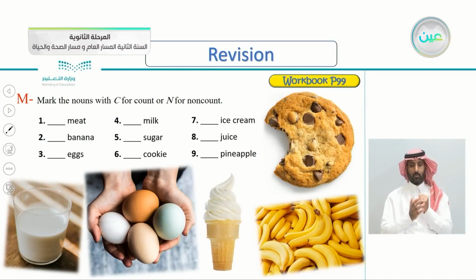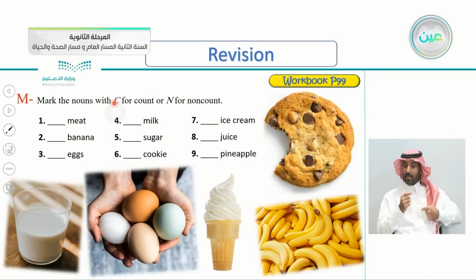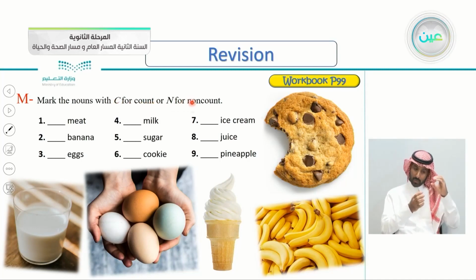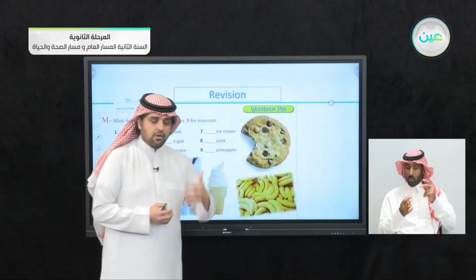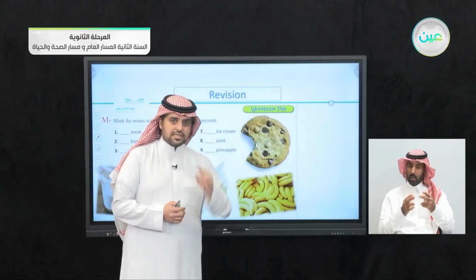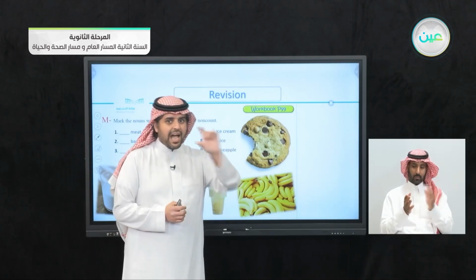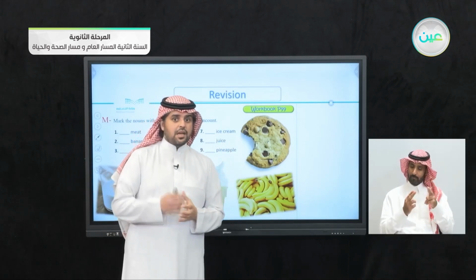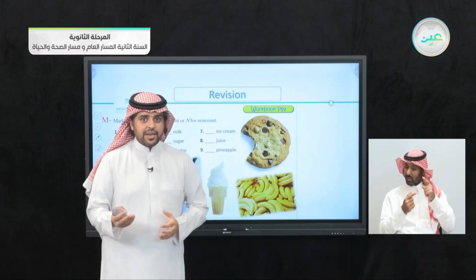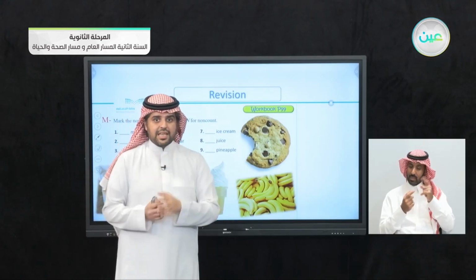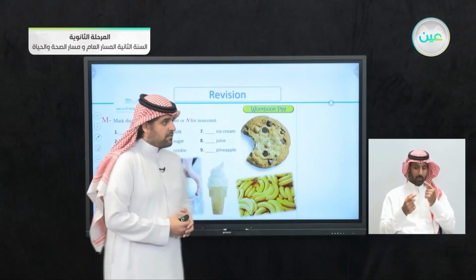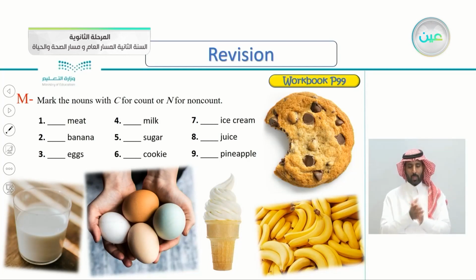So, exercise M here. Mark the nouns with C for count, N for non-count. If it is countable or count noun, just put the letter C for count. And if it's non-count or uncountable noun, put the letter N for non-count. So let's begin with number 1, meat.